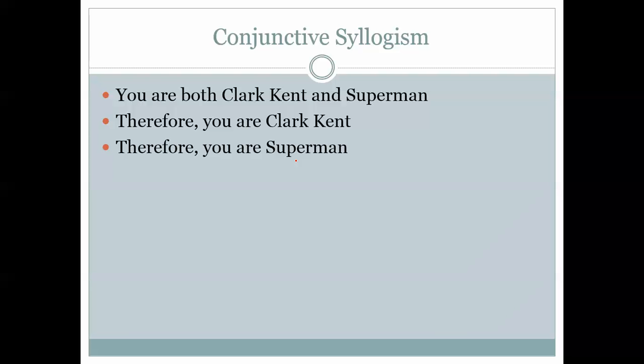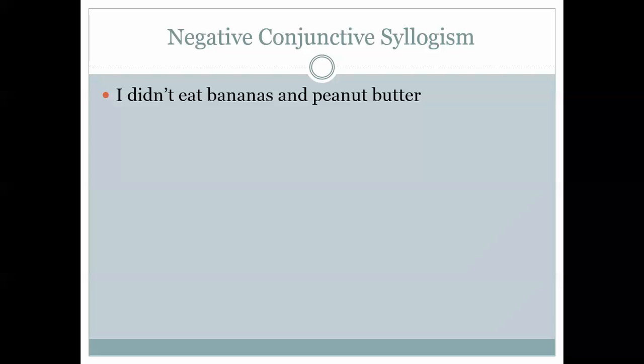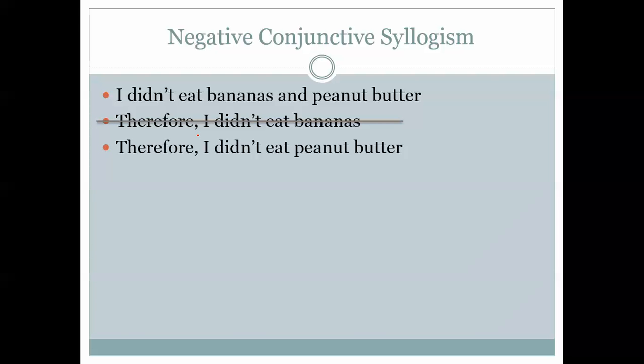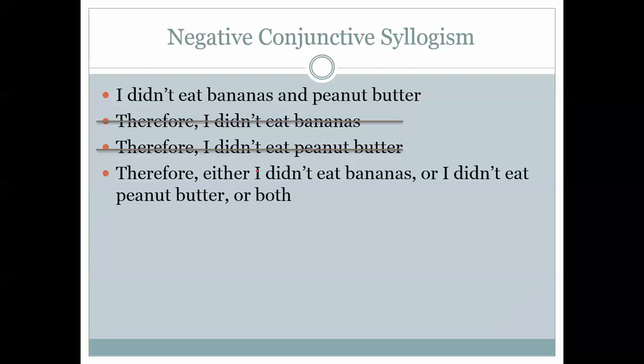Well, here's why. Because there are also such things as negative conjunctive syllogisms. In other words, when you negate P and Q. So, for example, I didn't eat bananas and peanut butter. Does this mean I didn't eat bananas? Not necessarily. Does it mean I didn't eat peanut butter? Not necessarily. What it means is either I didn't eat bananas or I didn't eat peanut butter or both, right? All you're saying is you didn't have the two of them together. That doesn't mean you didn't have either of them. That might mean you didn't have either of them, but it doesn't necessarily mean that.